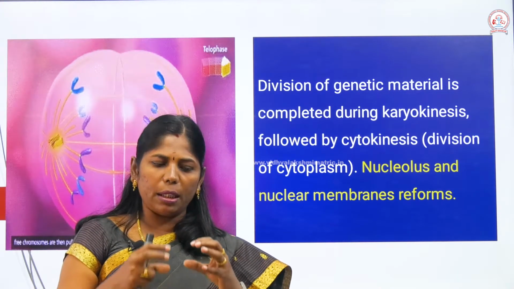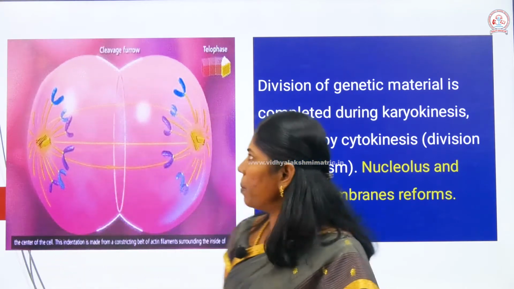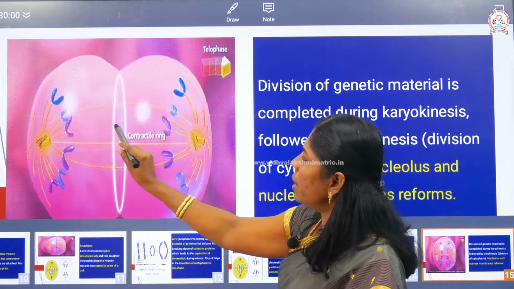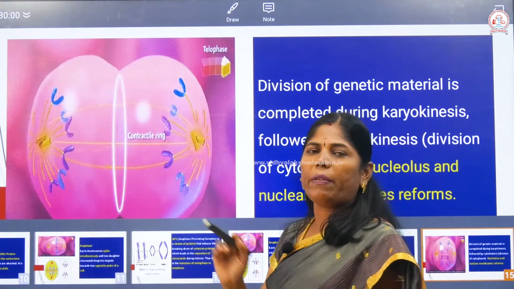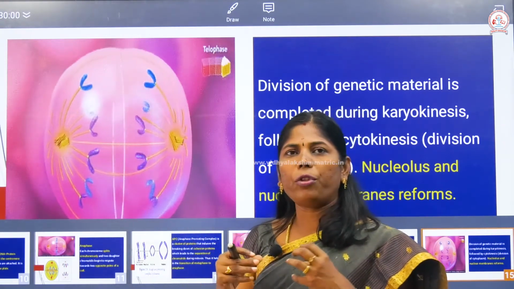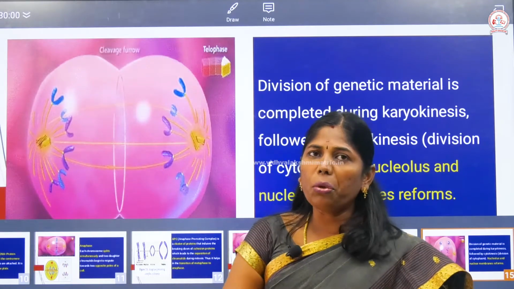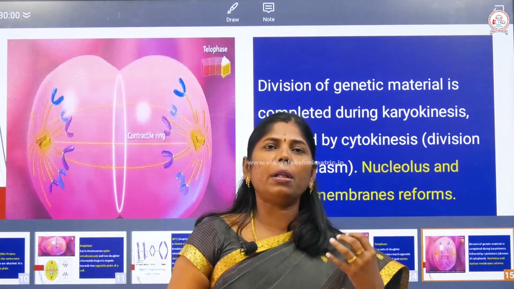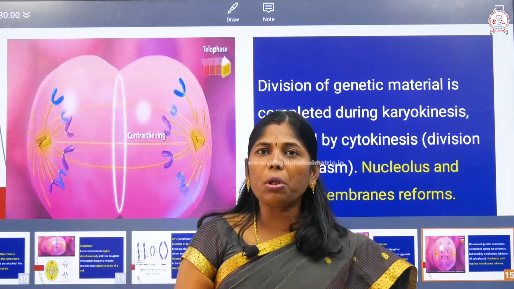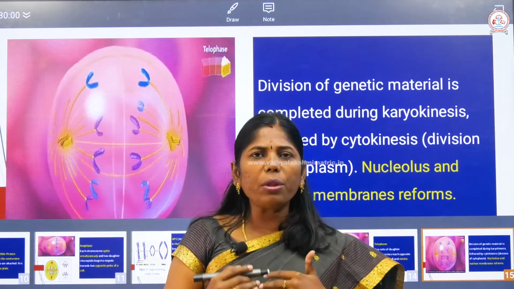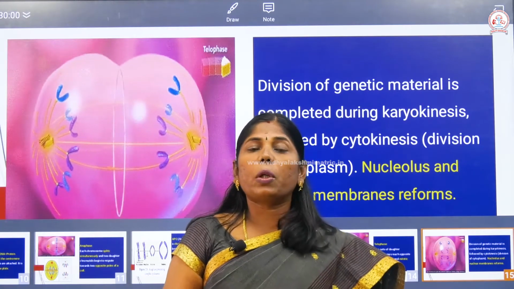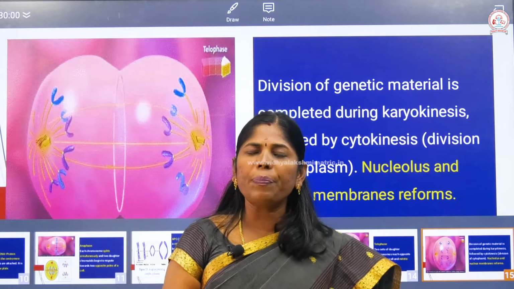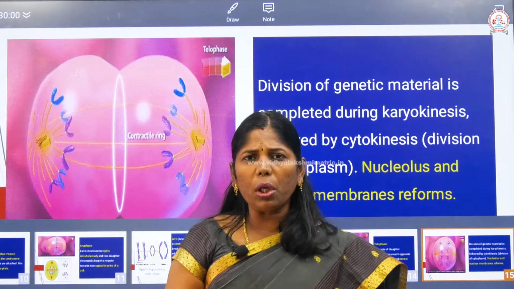Cytokinesis means the division of the cytoplasm. You can see here there is a cytoplasm, and it also divides. They have to divide from one another to form two daughter cells. The nucleolus disappears during the prophase, but the nucleolus will reappear. How will the nucleolus reappear? Because of the presence of the secondary constrictions, which are known as nucleolar organizers.